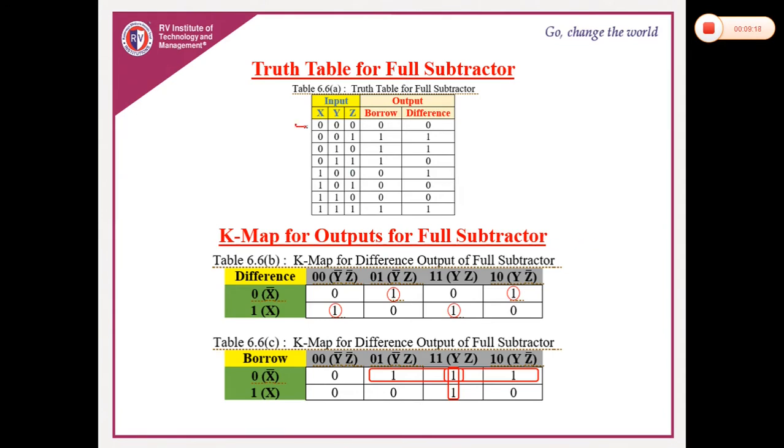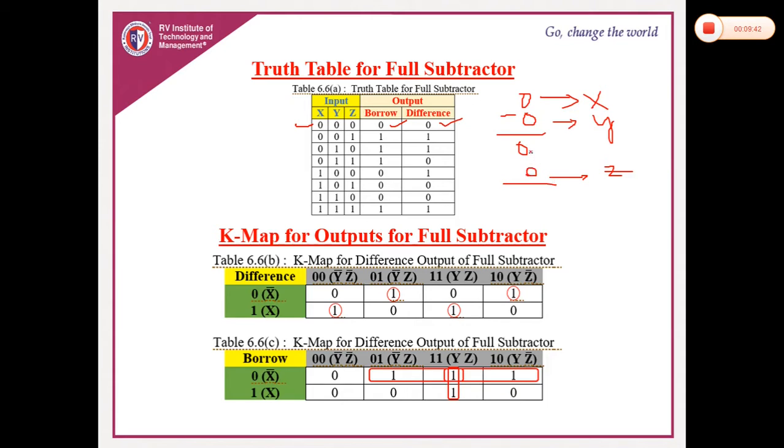So 0 0 0. Is it okay? So 0 minus 0, 0 minus 0, it is 0 only. There is no difference and there is no borrow. I am repeating, 0 minus 0 is 0. Okay. And this is first input, second input, that is x and y. Okay. First we have to do that, x minus y. Then the obtained result, again I have to subtract it with z. What is that, z? So z is again 0.